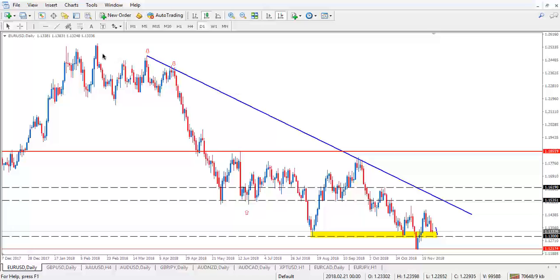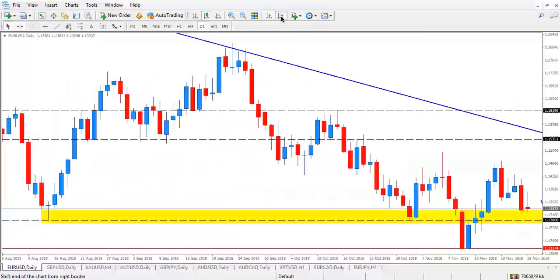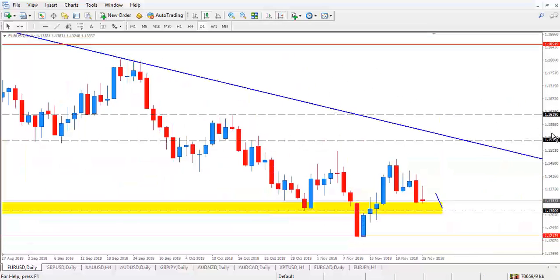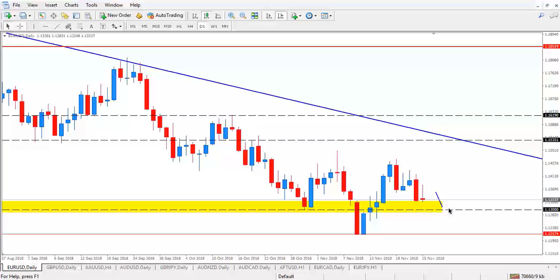As usual, we're going to start with the euro against the American dollar on the daily time frame. As you can see here, we have a downtrend and a downtrend line that we can see in blue. If we zoom in a little, we're going to find that the pair is heading towards the level of 1.13, which is a very strong support level.